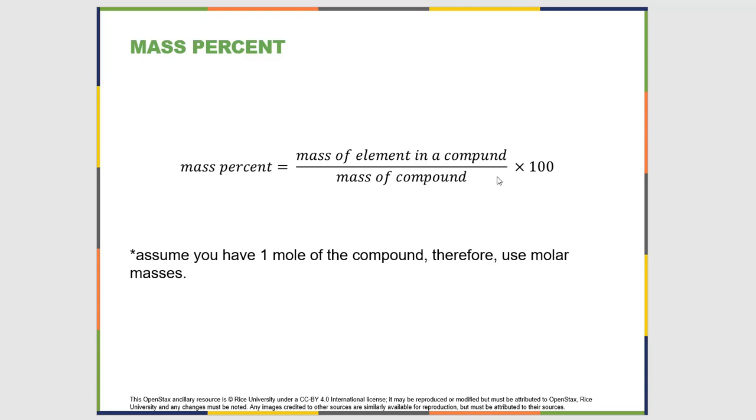And this is not always super clear, but basically what we're doing is we're assuming we have 1 mole of the compound. Therefore, we use the molar masses. So the mass of an element in a compound is the molar mass of that element in the compound, and the mass of the compound is the molar mass of the compound, because we're assuming that we have 1 mole, which works because as long as we assume we have 1 mole on the top and 1 mole on the bottom, the ratio will be correct.